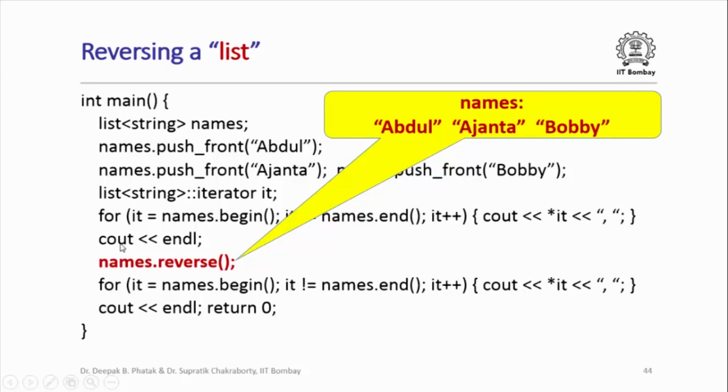names.reverse. So this is a member function of the list class. And what this is going to do is just reverse the order of elements in the list. Whatever was at the back will now come at the front, and whatever was at the front will now go to the back, and every element in between will get reversed in order. So in our case, starting from the list Bobby, Ajanta, Abdul, we will now get the list Abdul, Ajanta, Bobby.